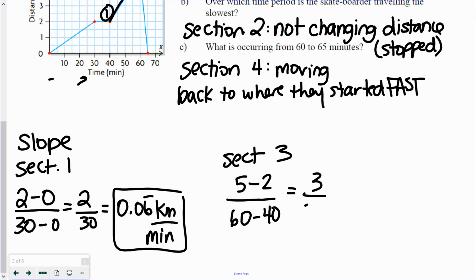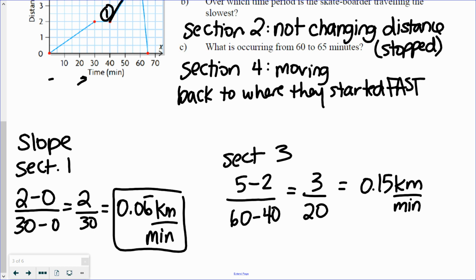So that's 3 over 20, which if I punch that in, gets me 0.15. And again, that's kilometers per minute, because your rise is your change in your y value, which is distance. Your run is your change in your x value, which is time in minutes.